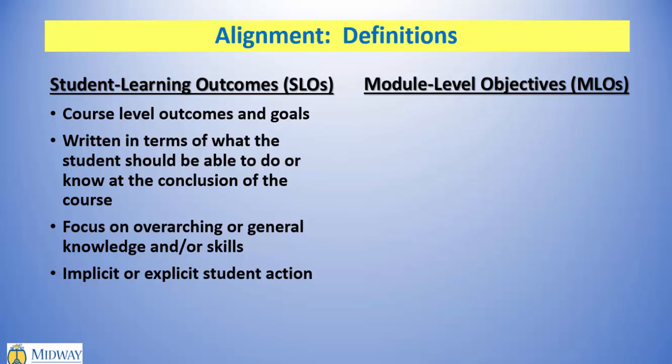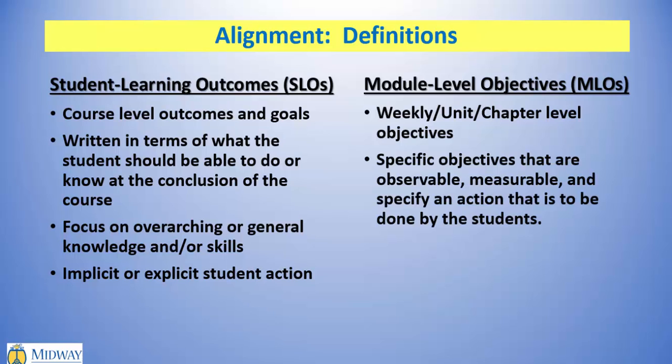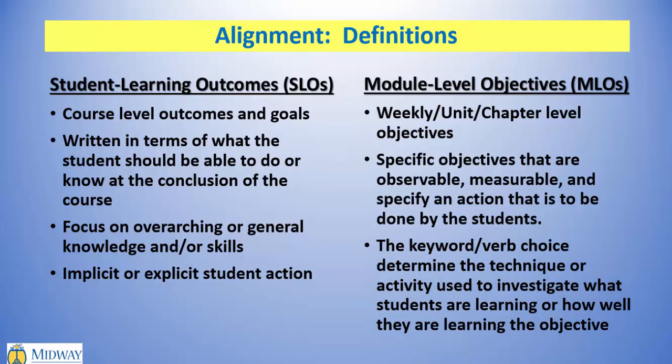The MLOs are very important in order to set clear, specific expectations for the student and the instructor. They should be consistent with student learning outcomes, either implicitly or explicitly. MLOs are specific objectives that are observable and measurable. They specify an action that is to be done by the student. The key word or verb choice determines the technique or activity used to investigate what the students are learning or how well they are learning the objective.